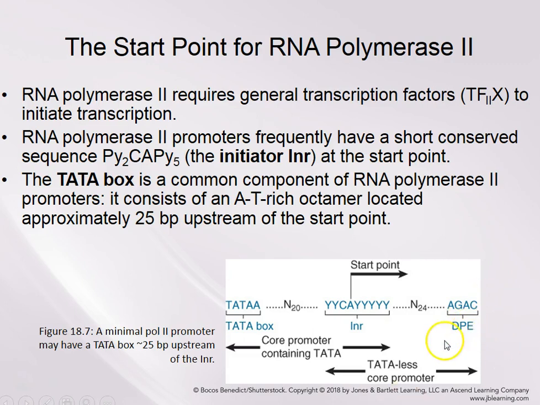There is the DPE, which I think I mentioned earlier, which is the downstream promoter element, and this is required for RNA polymerase 2, okay? And they do not contain a TATA box, okay? And the core promoter for RNA polymerase 2 includes the INR and then the TATA and the DPE.